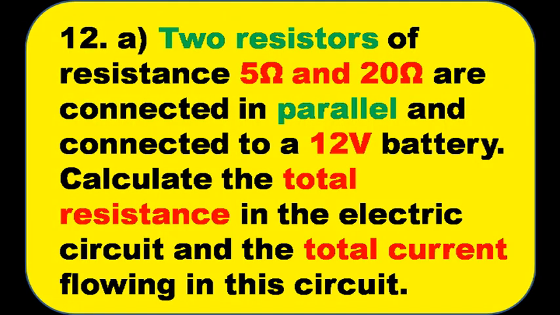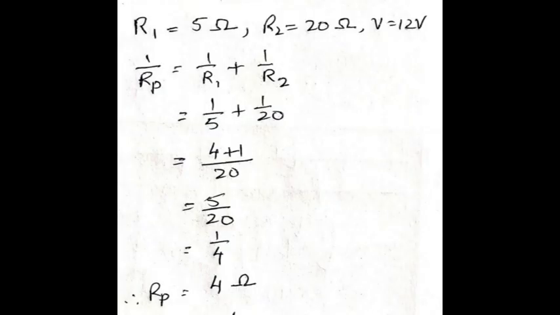Two resistors of resistance 5 ohms and 20 ohms are connected in parallel and connected to a 12-volt battery. Calculate the total resistance in the electric circuit and the total current flowing in this circuit. 1 upon Rp is equal to 1 upon R1 plus 1 upon R2. Substituting the values, you get Rp is equal to 4 ohms.